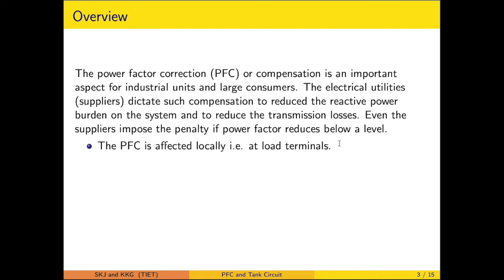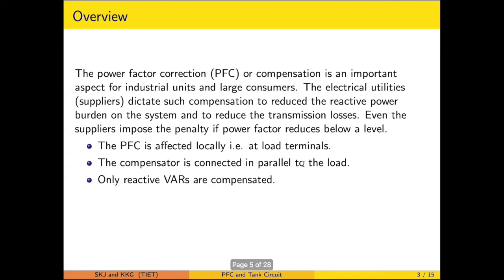So how is this power factor correction effected? It is effected locally. Industrial units are connecting the compensator at the load terminals. This is connected in parallel with the load, so the load characteristics are not getting affected. And as mentioned, only the reactive component is getting compensated. In this way, the overall power factor is getting improved.